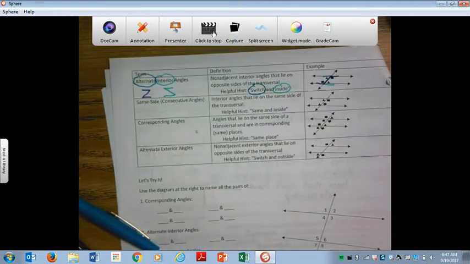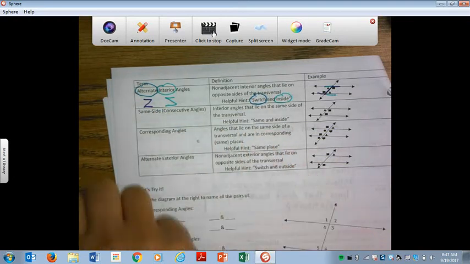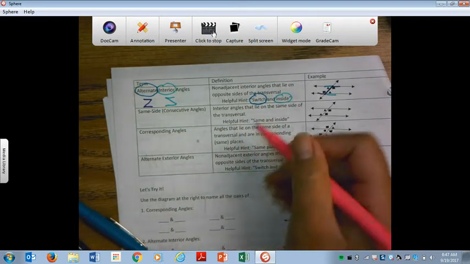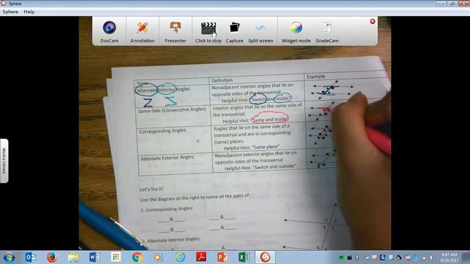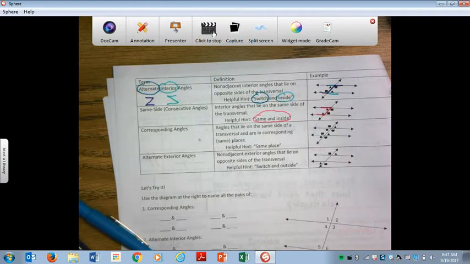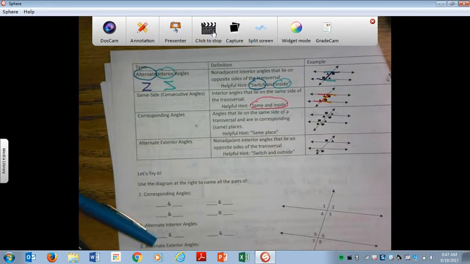Alright, same side consecutive angles. So, again, looking at the word, same side, alright, and they're inside. Okay? So, same and inside. Here we go. Here's a pair, the triangles. Okay? And then you have the rectangles. Okay, same and inside, same side of the transversal and inside.